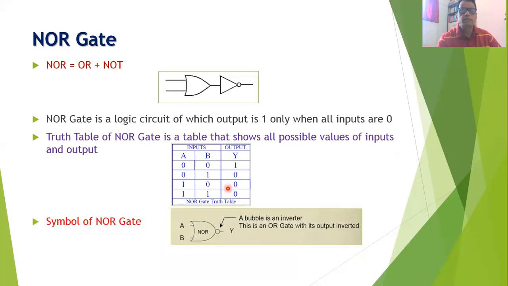Now we can draw a symbol for the NOR gate. You will find that the symbol for the NOR gate is similar to that of the OR gate, with one change only, and this change is that at the tip of the OR gate we put a bubble. So this bubble indicates negation, or this bubble is an inverter. So you can say that the NOR gate is an OR gate with the output inverted.